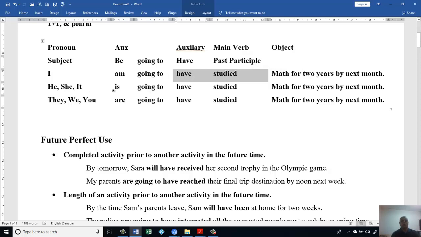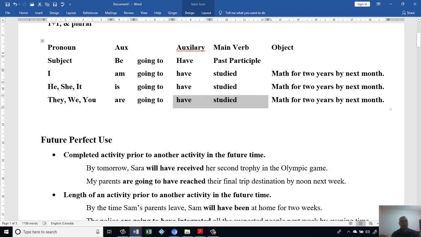Then with he, she, it, we use is going to, then have, then studied again, then math for 2 years by next month. Or we could use they, we, you are going to, then have again, then make it perfect time, have plus the past participle.